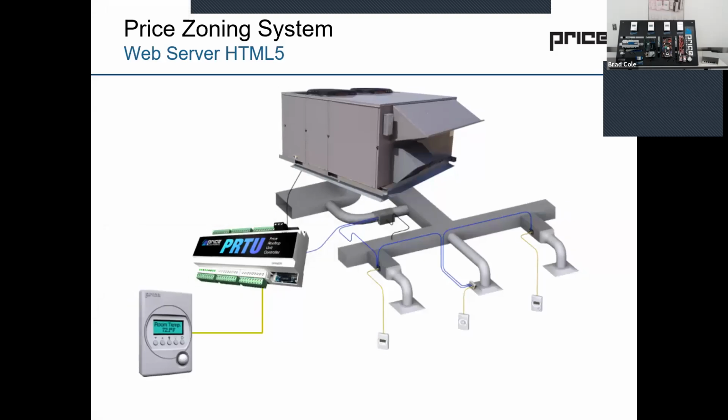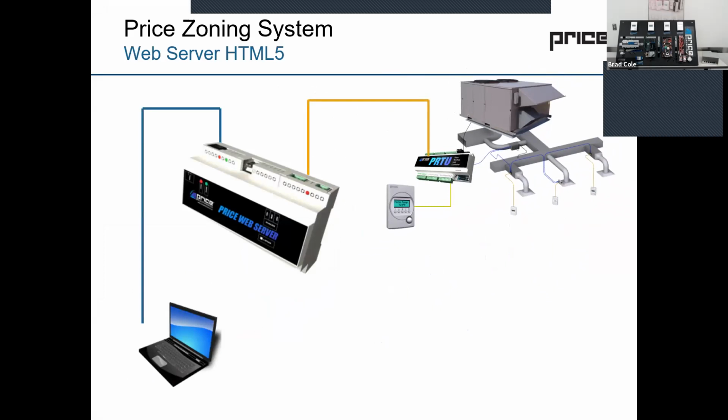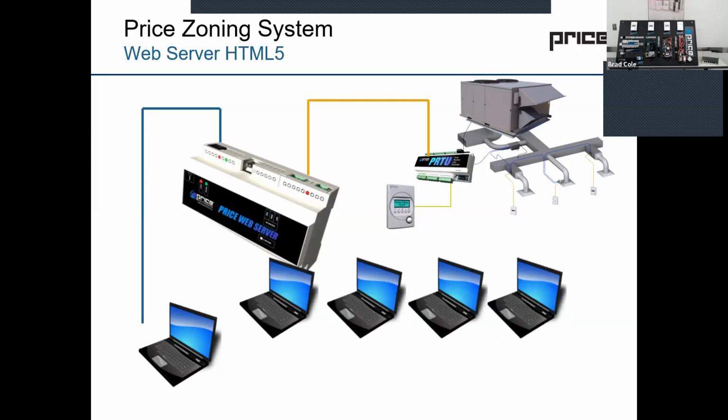So let's say you had a system like this, a nice rooftop with a PRTU and some zones and a bypass, and you got all your networking and everything's going great. You got a nice average polling strategy and everyone's comfortable. But the building owner decides, hey, I want to be able to view these graphics, or I want to log in from home before I come in the morning. Or a contractor that has a service contract says, I want to put in a graphical interface in there so I can log in remotely before I go to that site. Well, with the Price web server, you can do that.